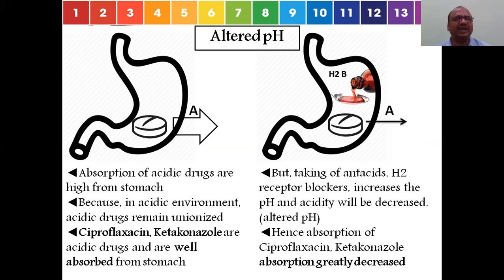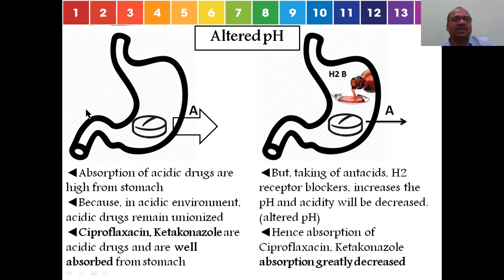See, pH ranges from 1 to 14, that we know very well. This is the stomach. The stomach is acidic in nature. It always favors the absorption of acidic drugs. That point I have already told a number of times, and here also I am repeating: the stomach is acidic in nature, and acidic drugs are absorbed very well from the stomach.